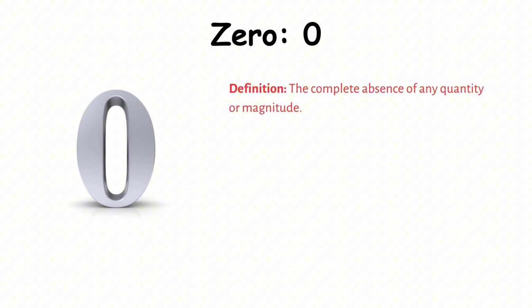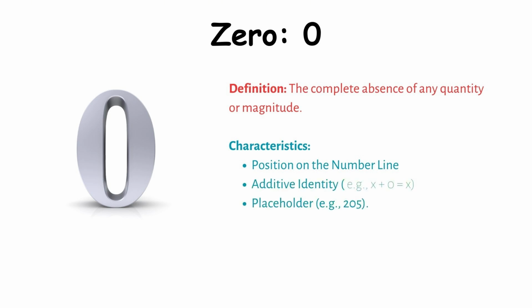It serves as a crucial point in mathematics and is recognized for its unique properties. 0 acts as the point that separates positive numbers from negative numbers. It is neither positive nor negative. 0 is also known as the additive identity in mathematics, meaning that adding 0 to any number does not change the value of that number. For example, x plus 0 equals x.